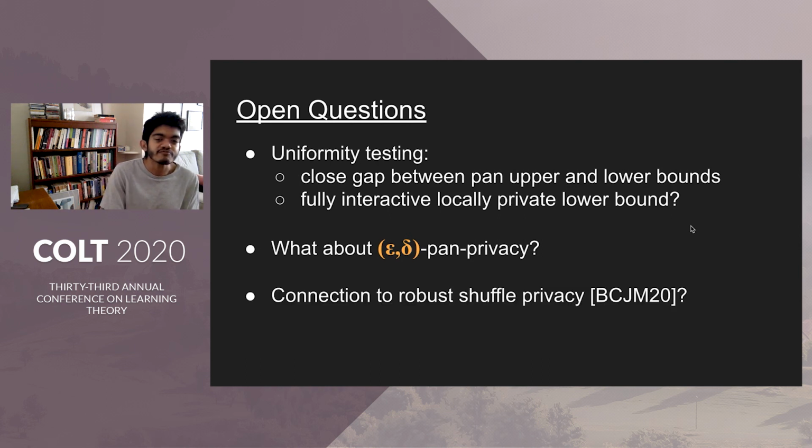And finally, there is recent work that connects pan privacy and robust shuffle privacy. Specifically, it turns out that for certain problems, including uniformity testing, you can use pan private lower bounds to prove robust shuffle private lower bounds. And in fact, there is no known problem that separates robust shuffle privacy and pan privacy. So either separating the two models or proving some more general connection is an interesting open direction as well.